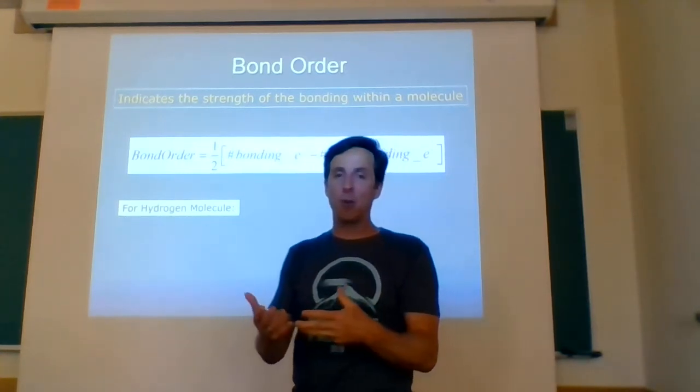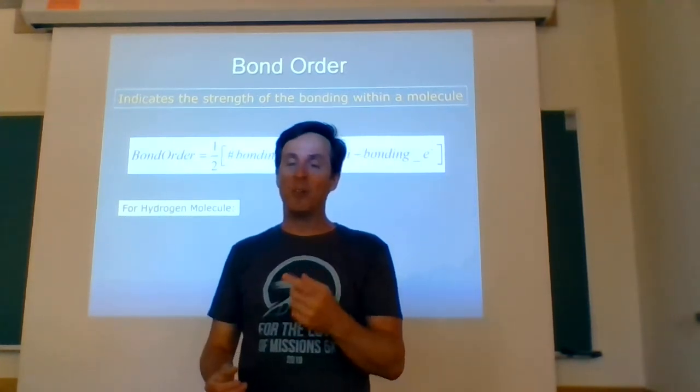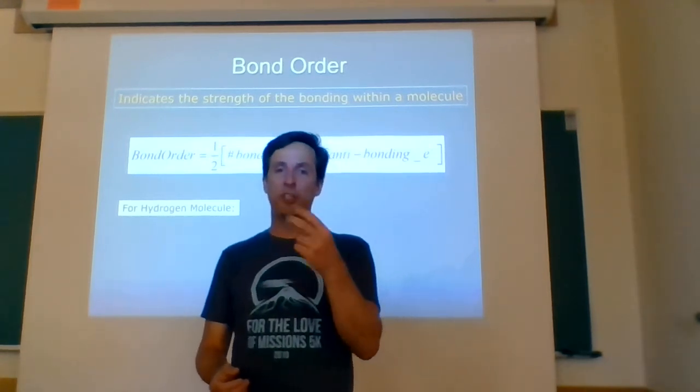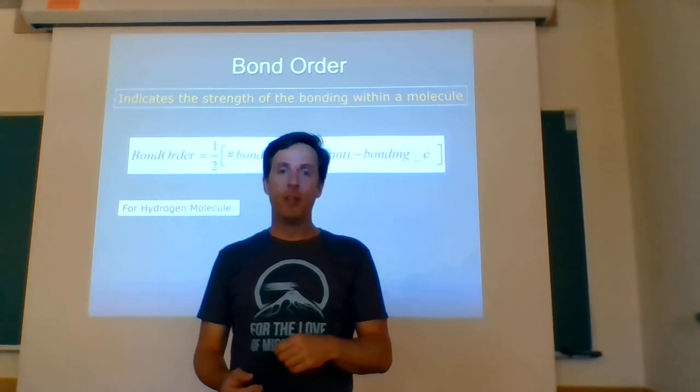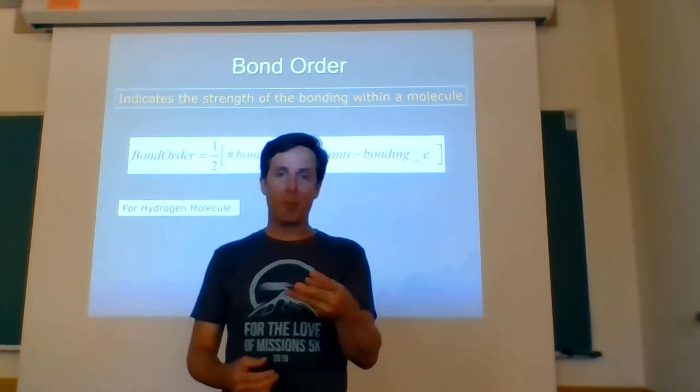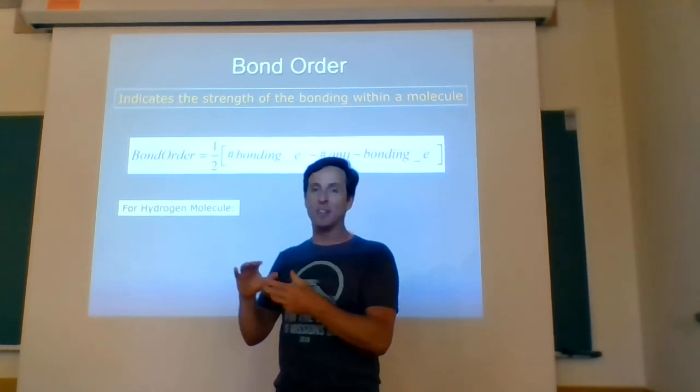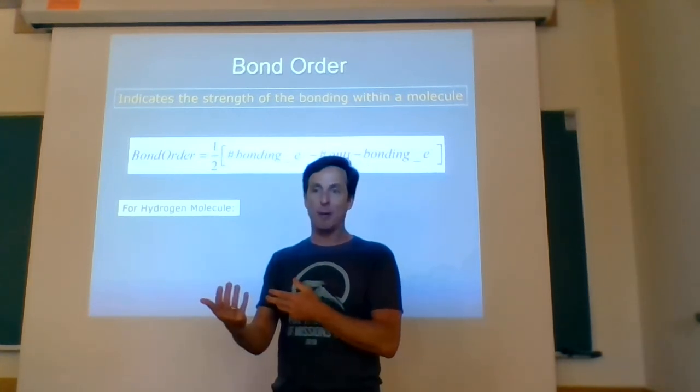We're going to calculate the bond order in a different way, but still, if the bond order is a 1, that means a single bond. If the bond order is a 2, that means it's a double bond. If it's a bond order of 3, that means a triple bond. So the bond order is the same thing, but it's a very different way to come about it.